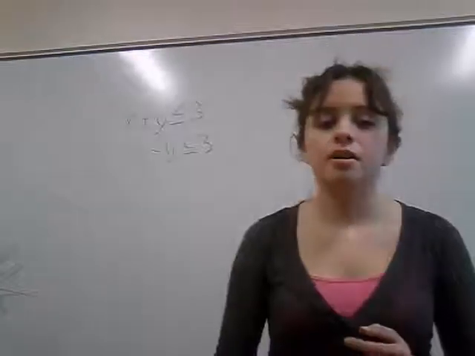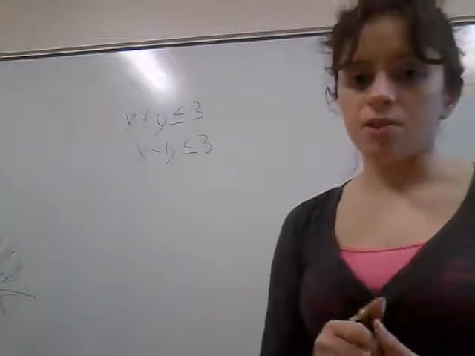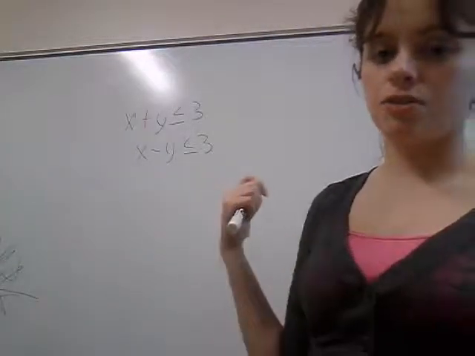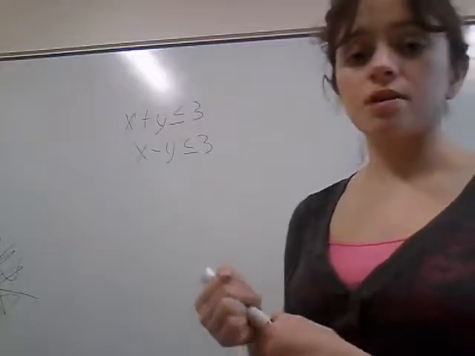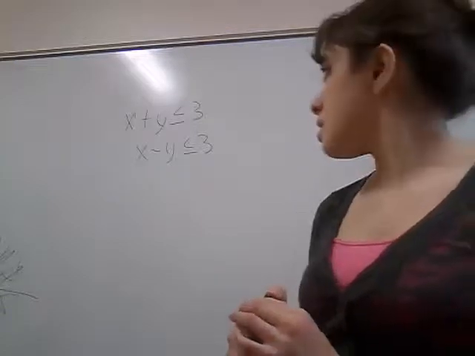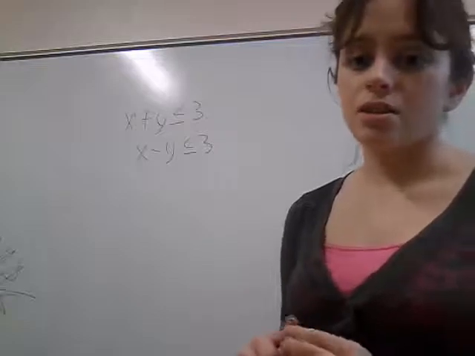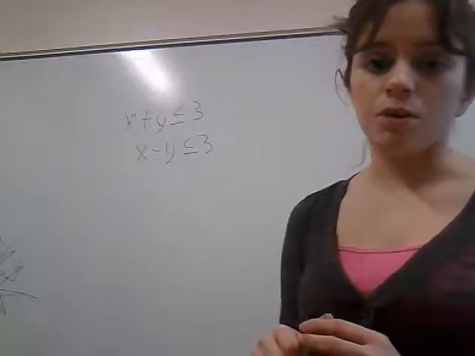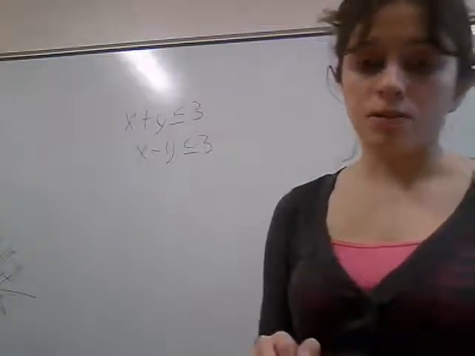Question 49 wants to know the solution set on a graph, in terms of a shaded area, of these two inequalities. And so we have two equations: x plus y is less than or equal to 3, and x minus y is less than or equal to 3. So what you want to do first is get these into y equals mx plus b form, which basically means we're going to isolate the y variable.